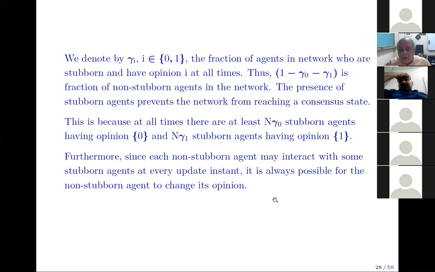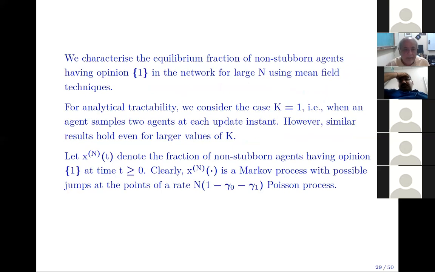However, the non-stubborn agent can interact and change its opinion. So the equilibrium fraction of the non-stubborn agents having opinion 1, that's what we characterize using the mean field techniques. Whatever we do for k equal to 1 will also hold for any k, so we just do it for k equal to 1.